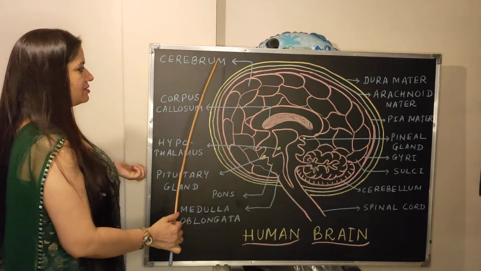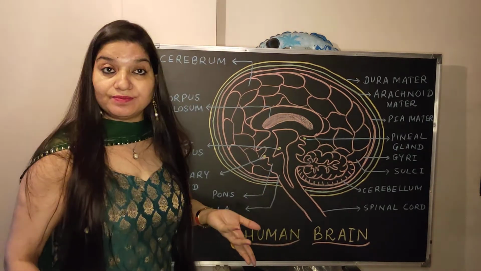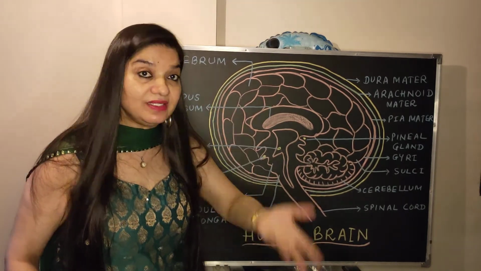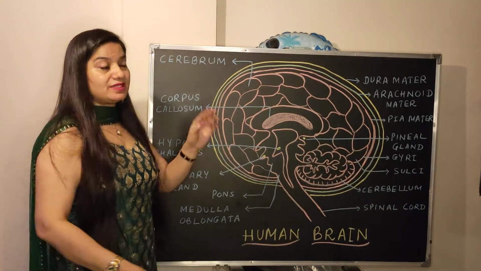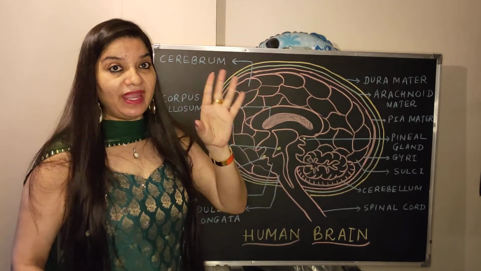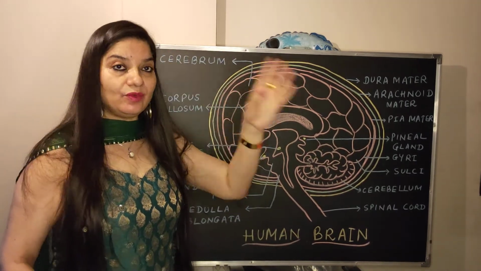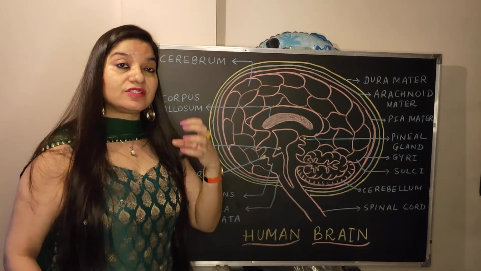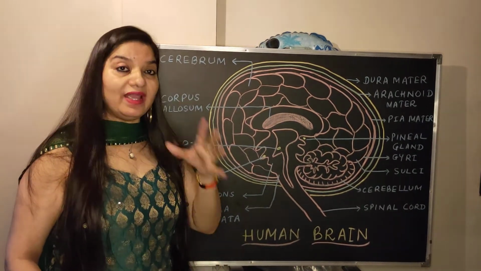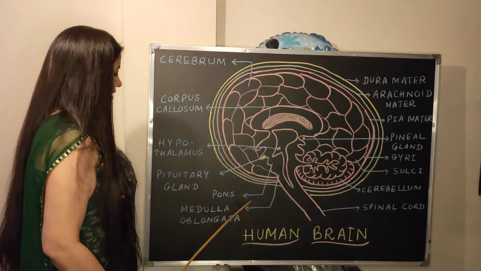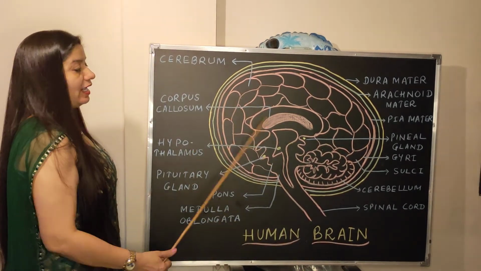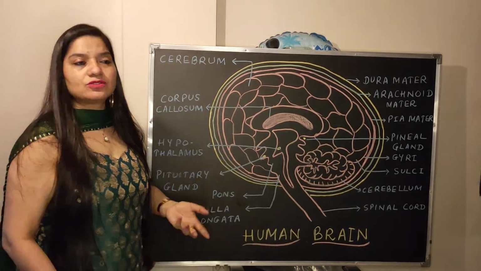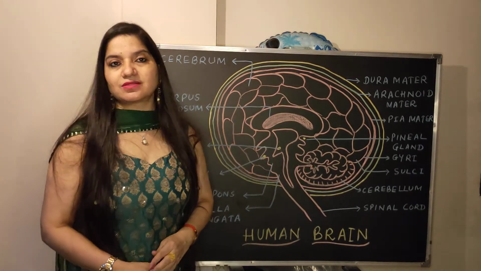Second labeling, they can ask cerebrum, the largest part of the brain, cerebrum. The little brain, or a part of the brain which helps in muscular coordination, cerebellum. Cerebrum, cerebellum. Please mind your pronunciation and your dictation part. And the last, a part of the brain which is responsible for carrying out all the vital involuntary activity, that is medulla oblongata. And a thin sheet of fibers which connects the two cerebral hemispheres, corpus callosum. So these are a few questions which they normally ask in the exam.